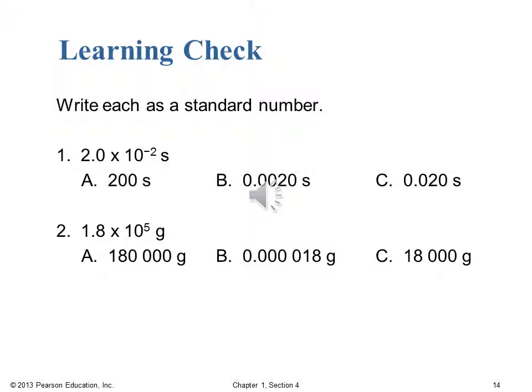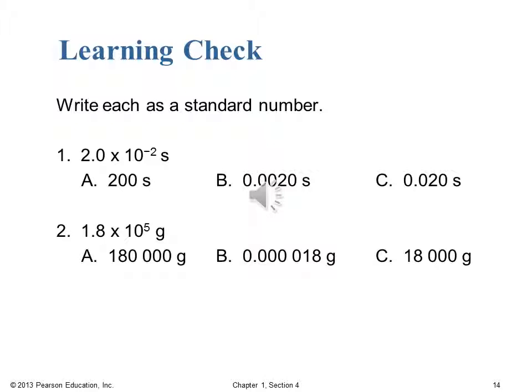Okay, so this time our learning check is seeing if we can do the opposite, if we can take a value that's in scientific notation and convert it back to how we would have seen it in regular notation. So for number 1, we have 2.0 times 10 to the minus 2 seconds. Would that correspond to A, 200 seconds, B, 0.0020 seconds, or C, 0.020 seconds?